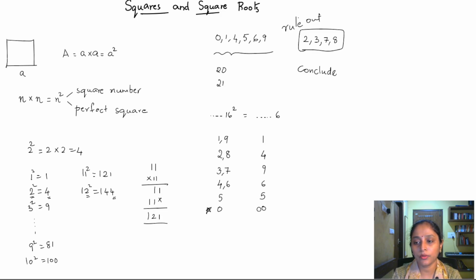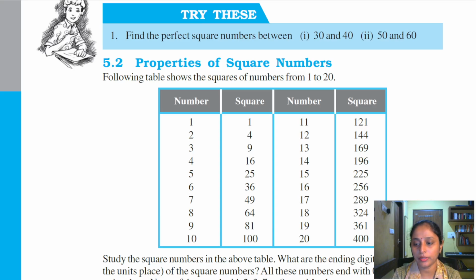Now let's quickly look at the try these questions concerning this part of the theory. Okay, let us look at the try these questions. Now here, find the perfect square numbers between 30 and 40. You can clearly see that we've already seen the first 10 perfect squares. 5 square is 25, 6 square is 36, and then 7 square becomes greater than 40.